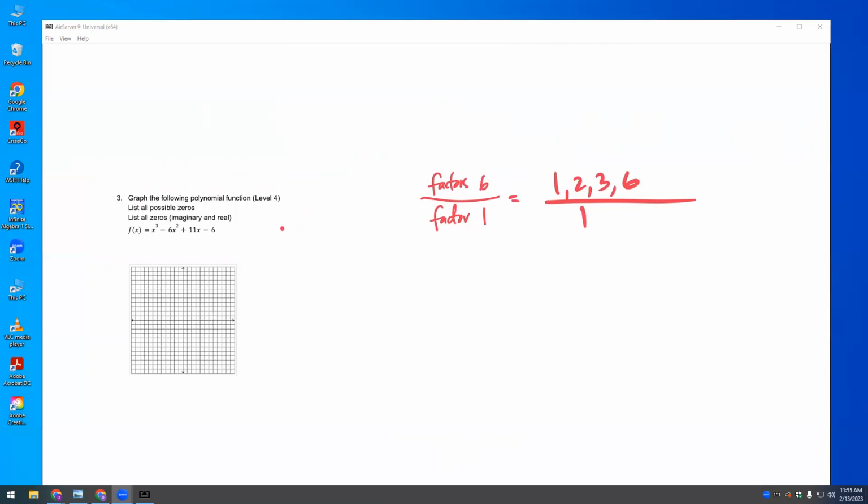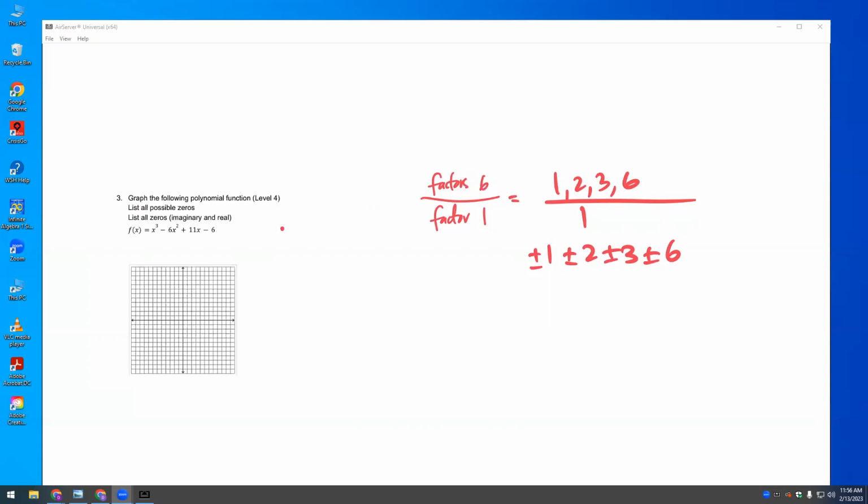So let's list out all the possible factors. It will be plus or minus 1, plus or minus 2, plus or minus 3, and plus or minus 6. There's going to be no fraction here. When you get a problem similar to this, you're not going to have a lot of factors. So it's kind of a guessing game.